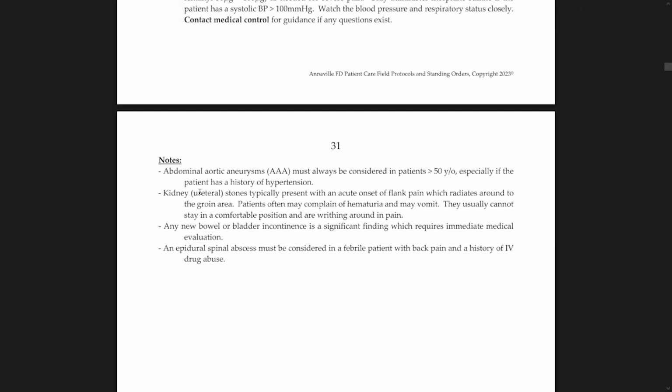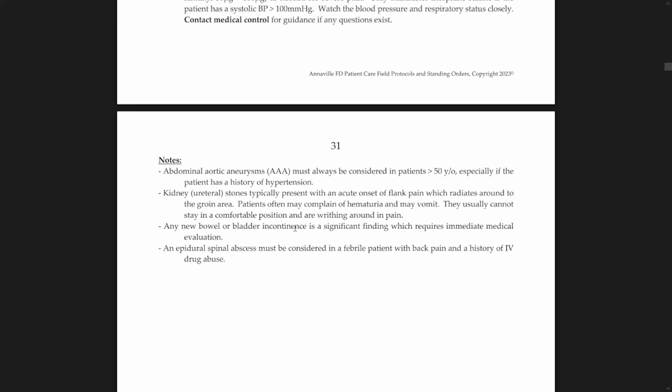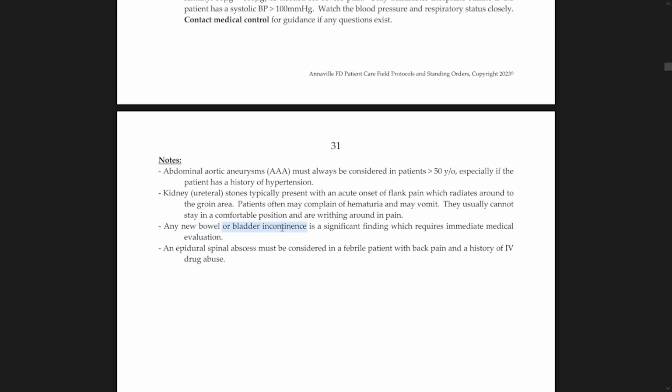For kidney or ureteral stones, they typically present with an acute onset of flank pain, which radiates around to the groin area. The patients may often complain of hematuria, and as you remember, that's blood in the urine, and they may vomit. They usually cannot stay comfortable in positions and are writhing around in pain. Any new bowel or bladder incontinence, which means that they can't make a bowel movement or they can't urinate properly, is a significant finding which requires immediate medical evaluation.